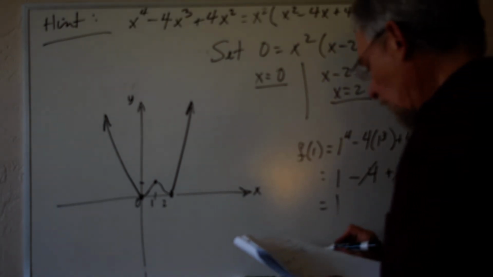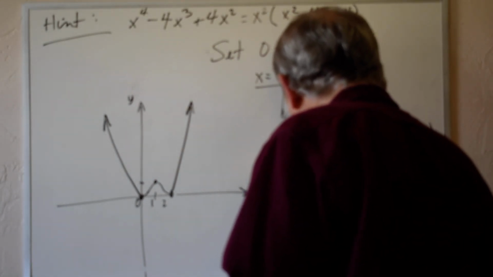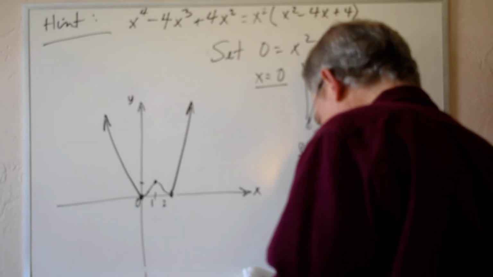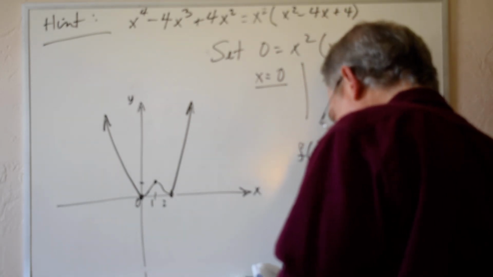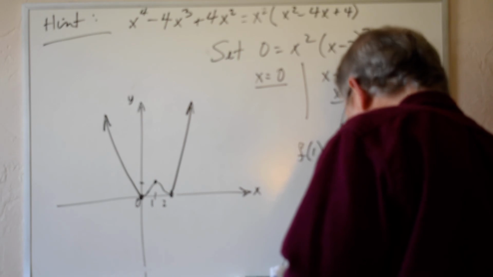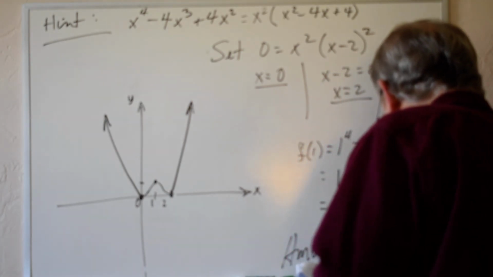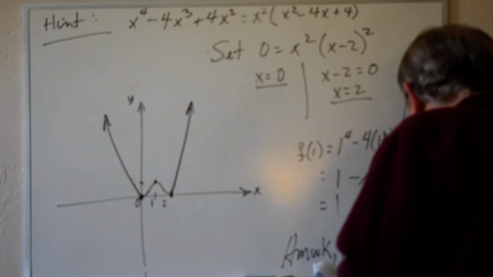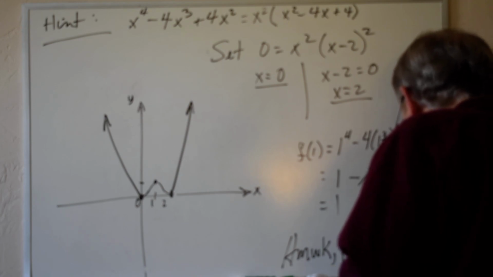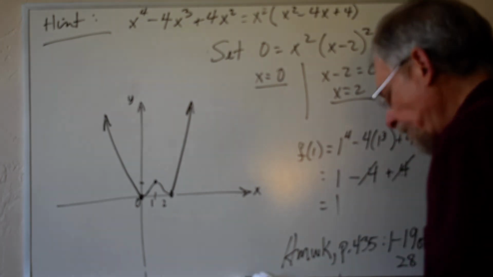For homework in this section, on page 435, 1 through 19 odd, and then number 28.